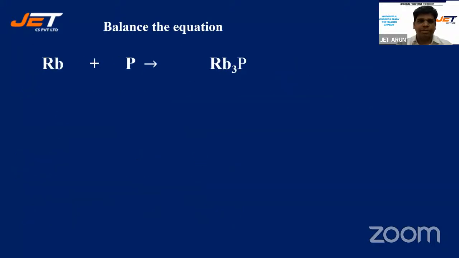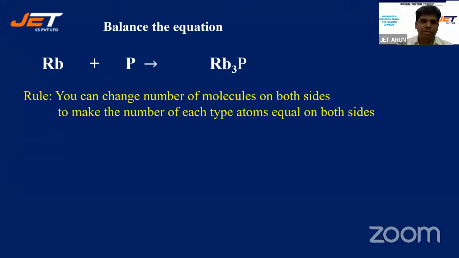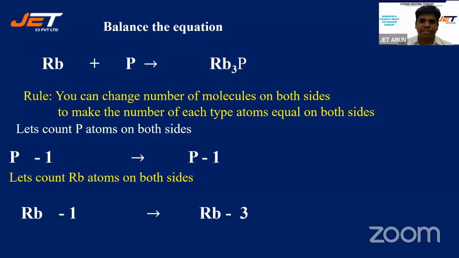All right, here rubidium plus phosphorus gives rubidium phosphide. Same rule again. I will not repeat the rule. Counting the phosphorus atoms on both sides. On left side it's 1, right side it's 1. Rubidium atoms on both sides. Left side it's 1, right side it's 3.